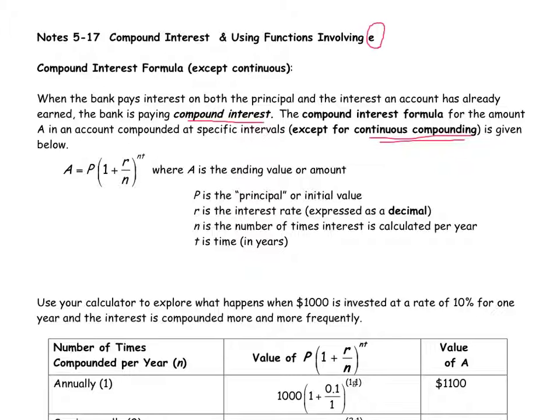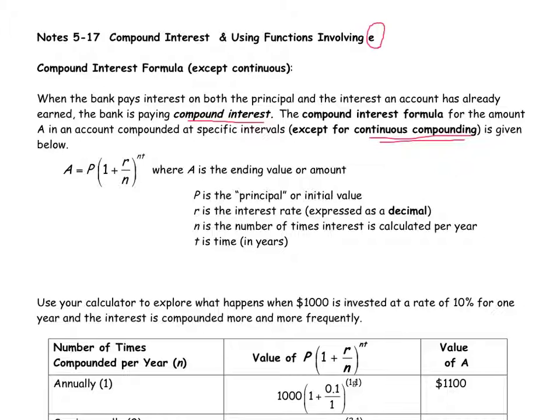It is given below. So here's the formula, and this should look familiar to a formula that we used when we were talking about exponential growth and decay. The difference is that it could be compounded quarterly. It can be compounded daily, monthly. There are many different intervals that interest can be compounded, and so this is the general formula that you can use for all of the different situations.